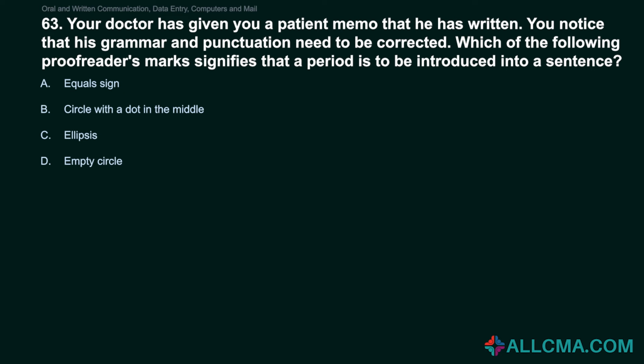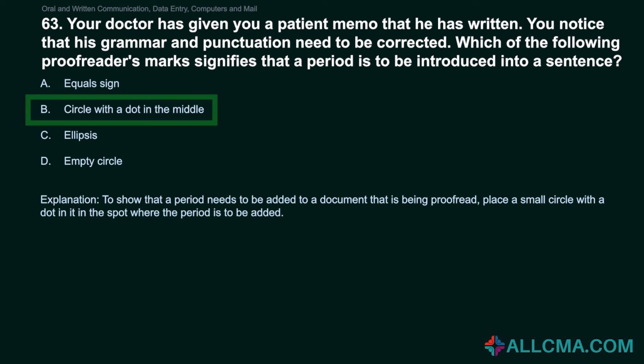63. Your doctor has given you a patient memo that he has written. You notice that his grammar and punctuation need to be corrected. Which of the following proofreader's marks signifies that a period is to be introduced into a sentence? A. Equals sign. B. Circle with a dot in the middle. C. Ellipsis. D. Empty circle. Correct answer, B. Circle with a dot in the middle.